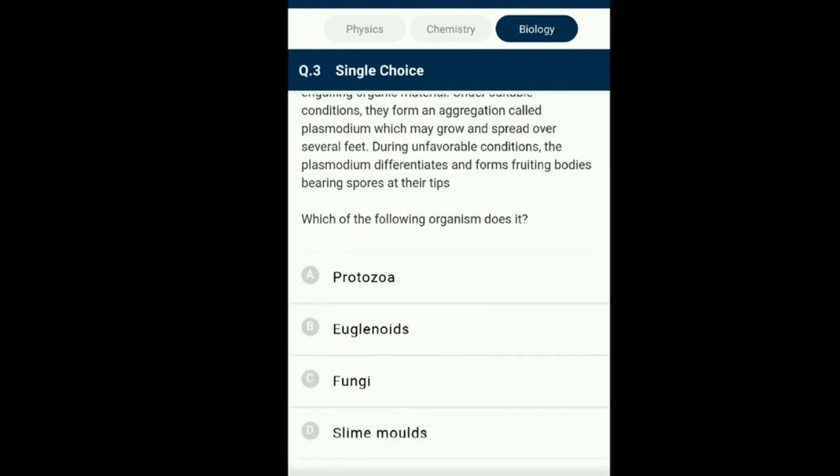Slime molds are saprophytic protists. The body moves along decaying twigs and leaves engulfing organic material under suitable conditions. They form an aggregation called plasmodium which may grow and spread over several feet. During unfavorable conditions, the plasmodium differentiates and forms fruiting bodies bearing spores at the tips. These spores possess true walls. They are extremely resistant and survive for many years even under adverse conditions. The spores are dispersed by air currents. So the answer is option D, slime molds.